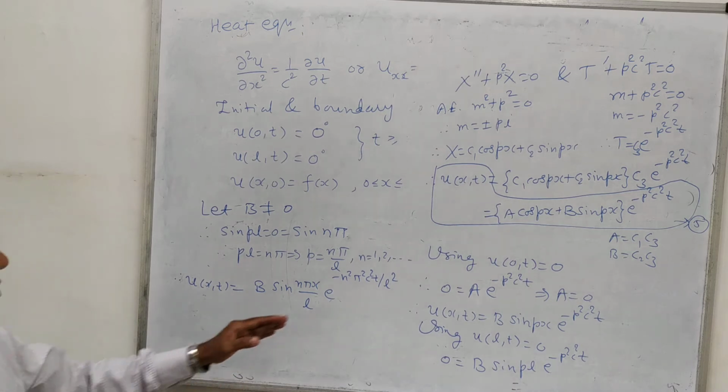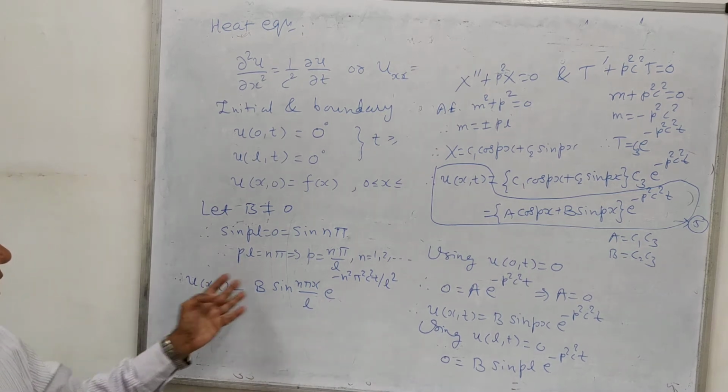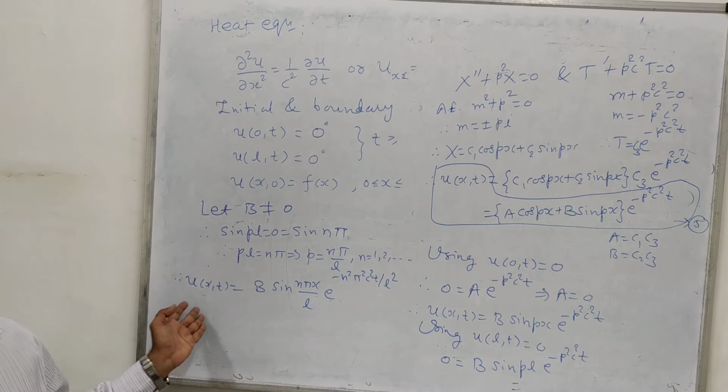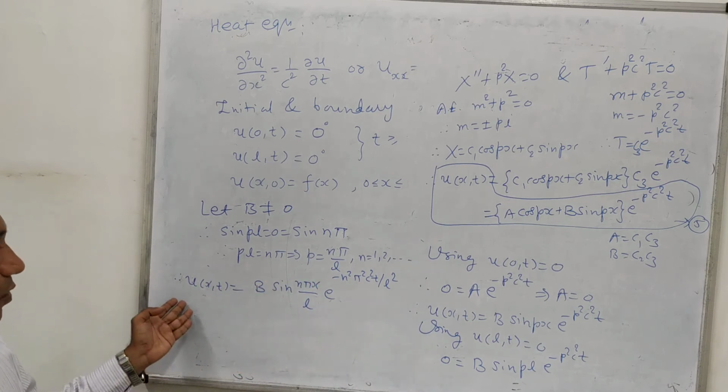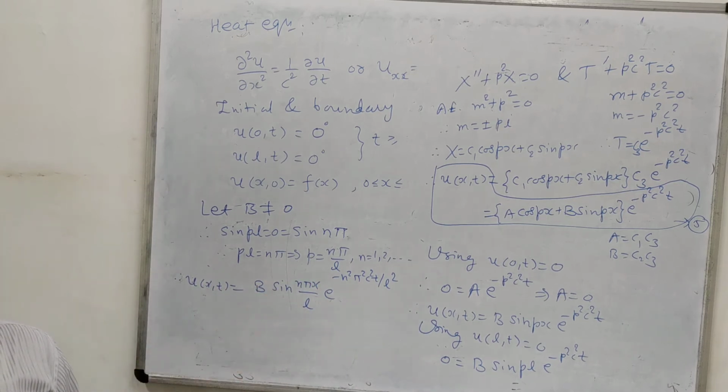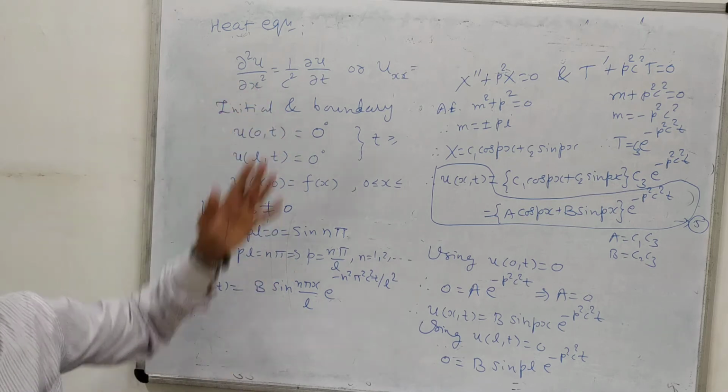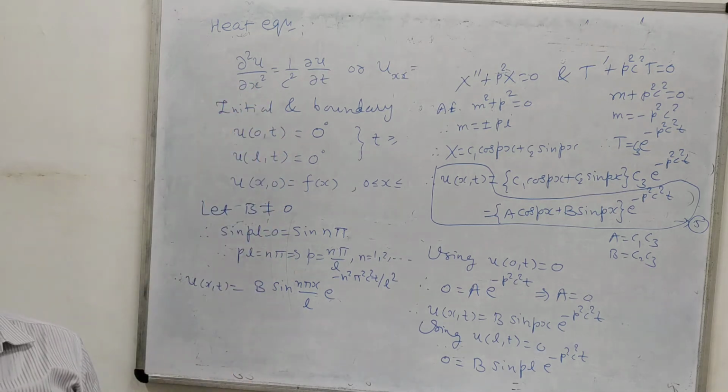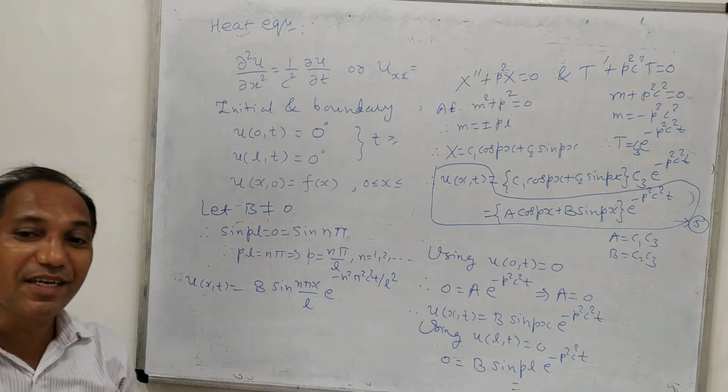here we know that if you put n equal to 1, we have one solution u1. If n equal to 2, we have another solution u2. If n equal to 3, we have another solution u3. But we know that as this equation is linear, the summation of all these solutions, u1 plus u2 plus u3 and so on, that means the sum of the solutions is again a solution.